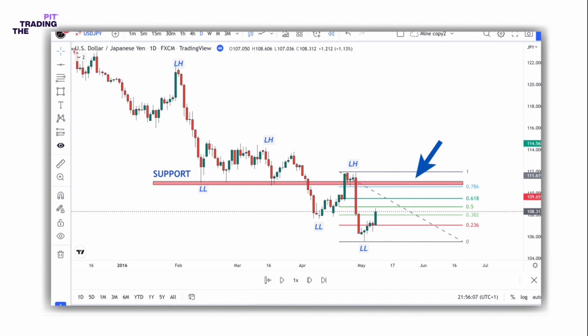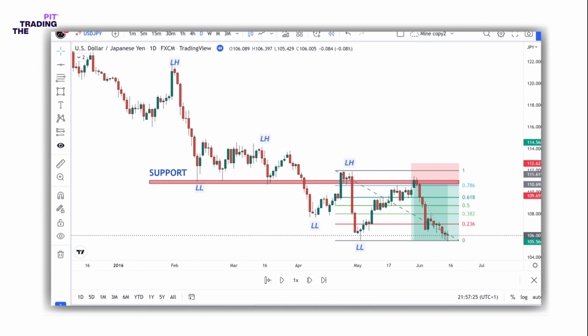The support level is acting as a confluence to the 0.786 Fibonacci level. So, we can look for a sell entry at the 0.786 Fibo level. Place your sell entry here. Place stop loss above the swing high over here. Place take profit at the swing low over here. That's about a 1 to 1.7 risk-reward ratio.